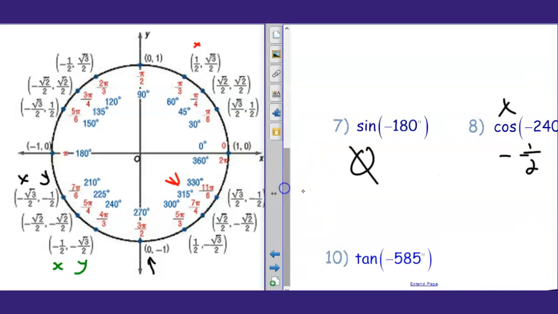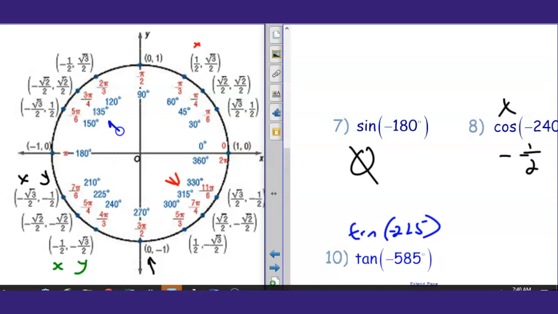And one more, tangent of negative 585, which we need to find a coterminal angle for. So if we took negative 585 and we added 360, that'll give us negative 225. So a coterminal angle to this is negative 225. So 225 is right here. So that means negative 225 would be right here.